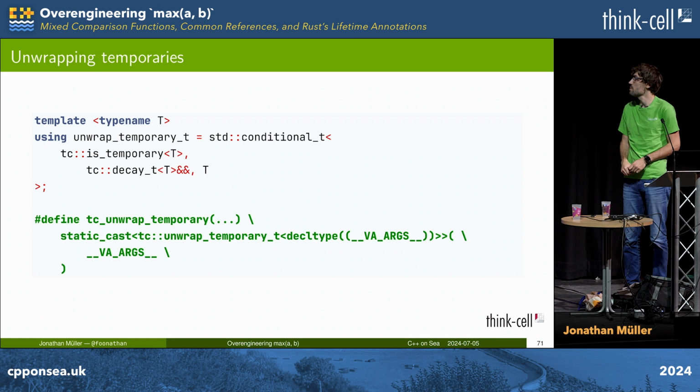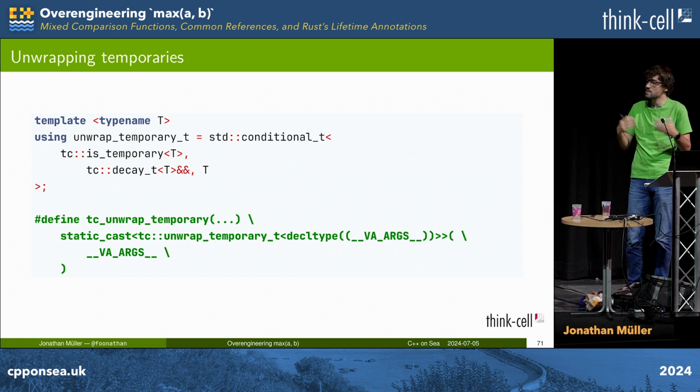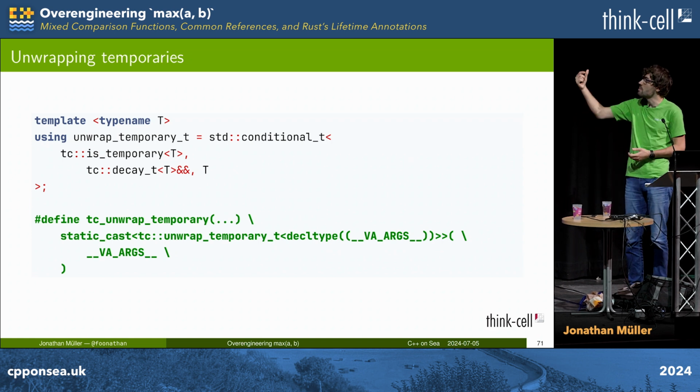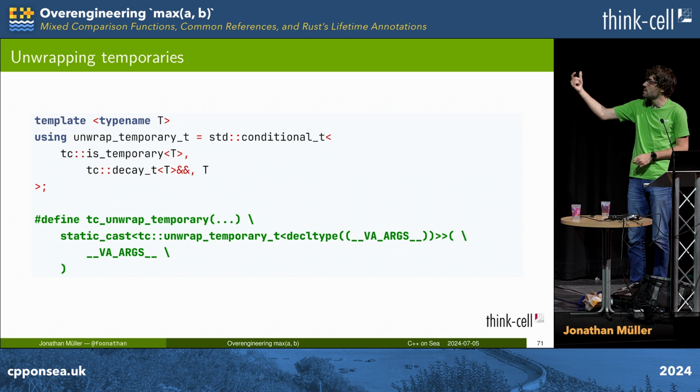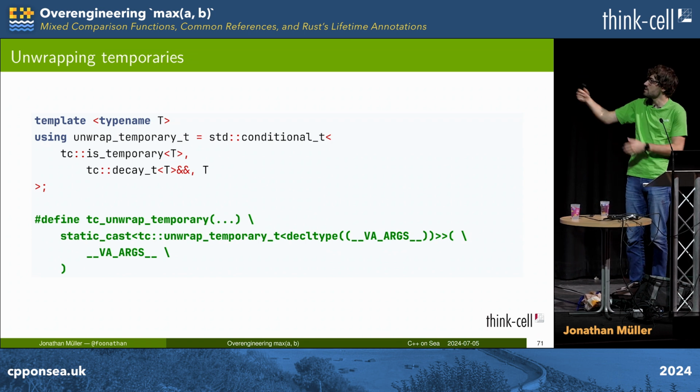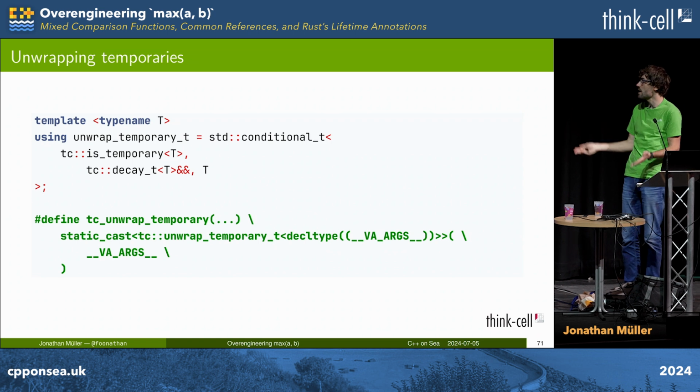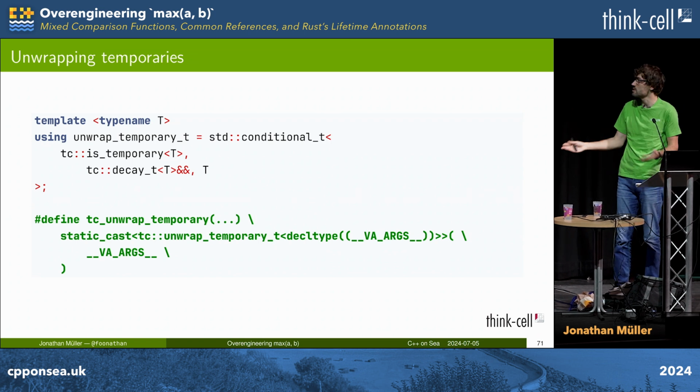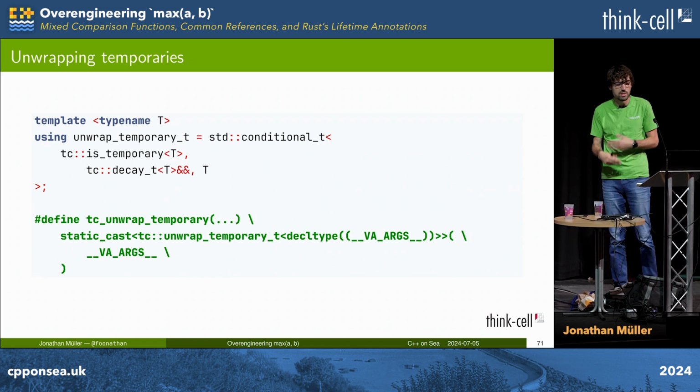We can do that with yet another macro. So unwrap temporary takes an expression, and if it is a temporary, we will return the underlying reference. So we will then static cast it to the underlying reference of the temporary, and otherwise we just static cast it to decltype of the expression itself, which is another no-op. If it's not a temporary, everything just falls away, compilation, cast to reference, and so on.